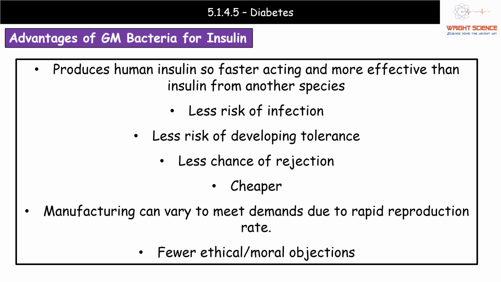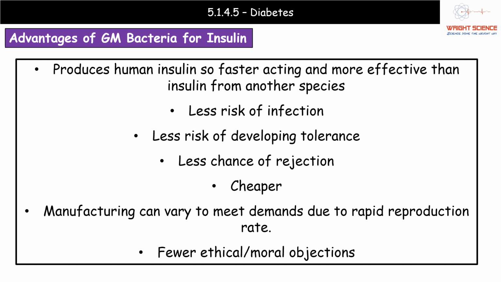Because we're talking bacteria which replicate very quickly, then that means that if we've got a sudden increase in demand, we can increase the amount of insulin produced very quickly from those GM bacteria because they replicate roughly every 20 minutes. So we can ramp up that production very quickly.